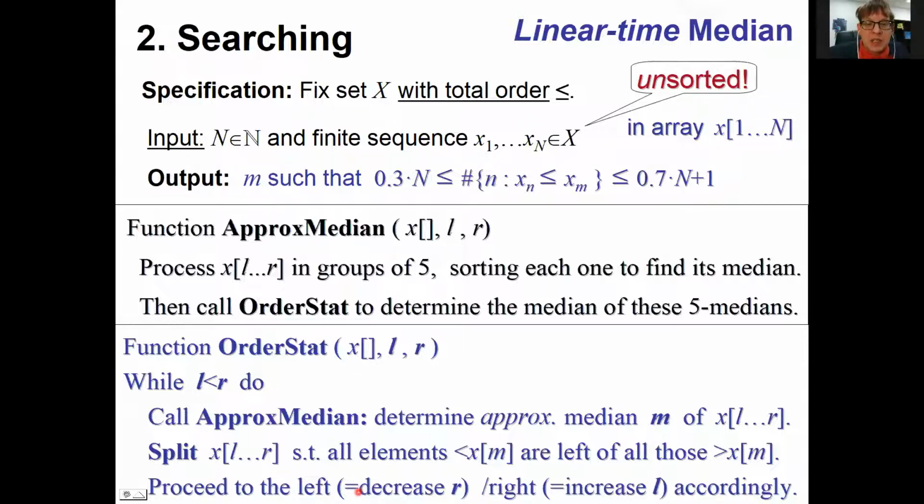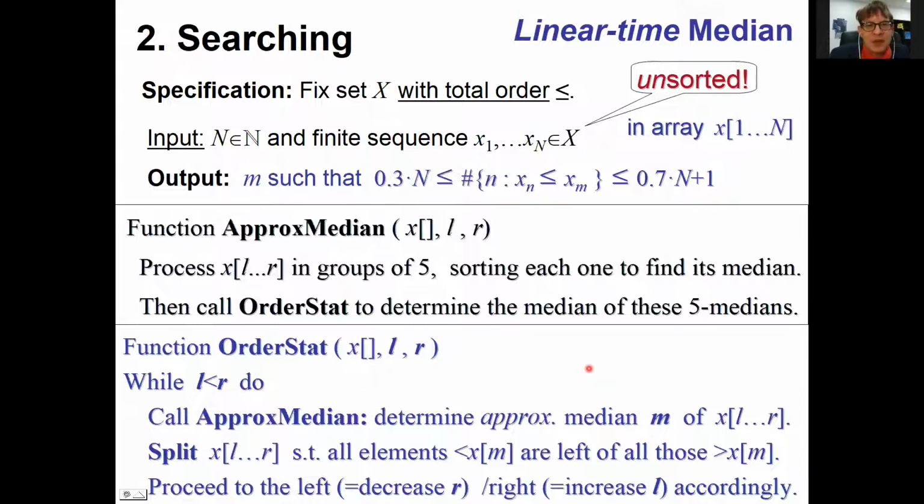And it involves decreasing the right index of the subarray we are looking at, or increasing the left index of the subarray we're looking at accordingly, depending on where we should proceed in the next iteration of that loop. And that loop continues as long as the left index is smaller than the right index. Once they become equal, then we have really identified a single element, and that's going to be our median, or more generally, our order statistic. So this is our algorithm for calculating the median.